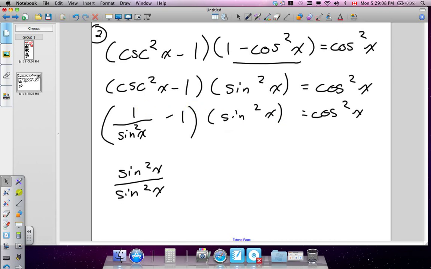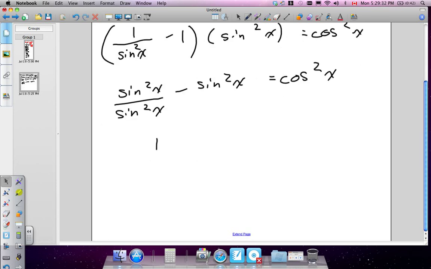minus sine squared x. It's fine. I just found an LCD. The reason this is fine is, what is sine squared x divided by sine squared x? 1, right? So this says 1 subtract sine squared x is equal to cos squared x, right? And we know that's right from our identity.